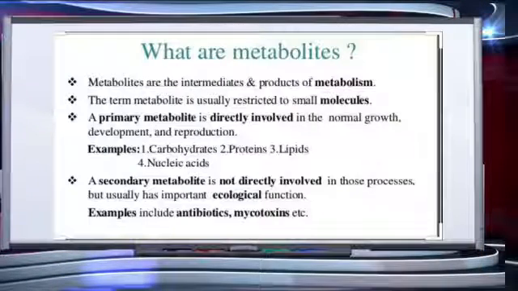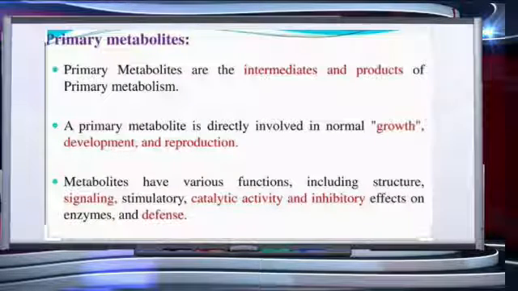Now first of all, let's see what metabolites are. Metabolites are the intermediates and products of metabolism. The term metabolite is usually restricted to small molecules. A primary metabolite is directly involved in normal growth, and a secondary metabolite is not directly involved in the physiological processes. So metabolites are of two types, primary metabolites and secondary metabolites.